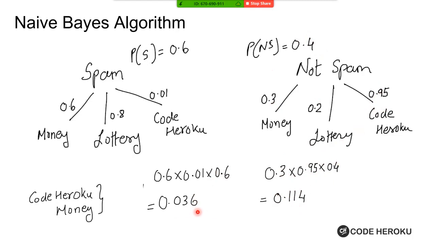0.036. So our prediction will be that this is not a spam email, because Code Heroku has a very high probability over here of 0.95, so this number has got much bigger than this number, right? This is the most contributing factor over here because of the word Code Heroku. And given the probabilities of it not being a spam in the past, this number has become significantly bigger than this number. Does that make sense? Does that give you intuition behind how the Naive Bayes algorithm works?